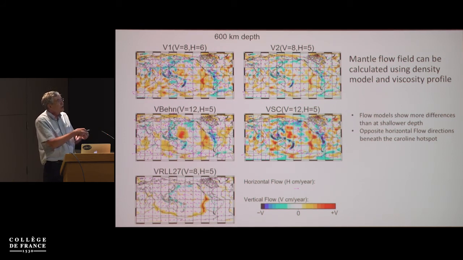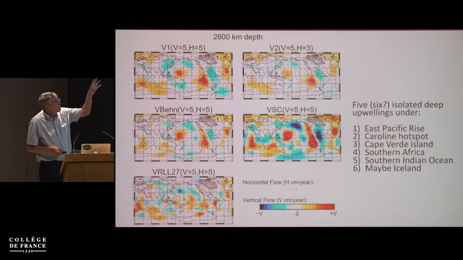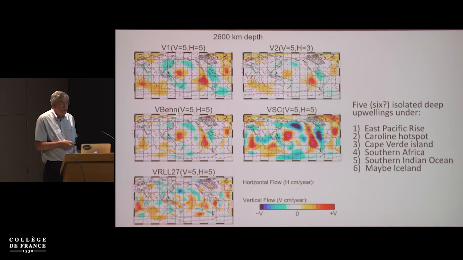One thing I will point out is major upwelling under the East Pacific Rise in all four of these different models. If we go deeper still, down to the bottom or deep mantle here, it's kind of interesting. I think the color pattern here in terms of vertical flow among those four viscosity models is really quite similar. I see 6 major upwellings in the planet, especially beneath the East Pacific Rise, kind of an interesting one. Over here, the Caroline hotspot, Southern Africa, and over here in the Indian Ocean.